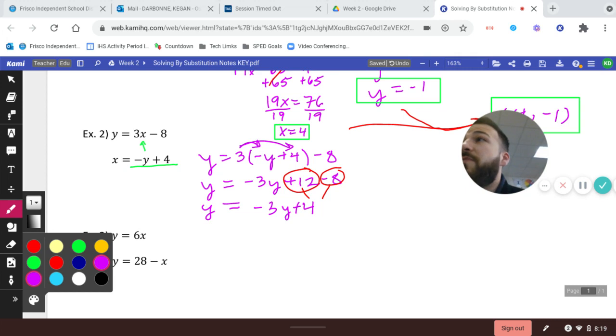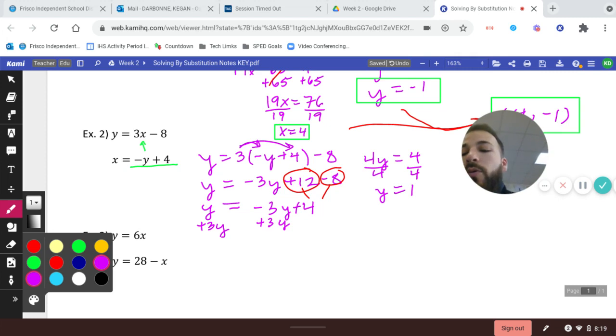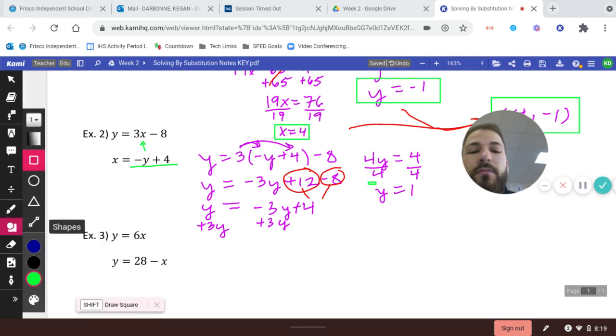Okay, from here, I can move my y's because right now my y's are on different sides. So I'm going to add 3y to both sides. So we get 4y is equal to 4. Divide by 4, divide by 4, and we get y is equal to 1. Okay, so that was step 2.